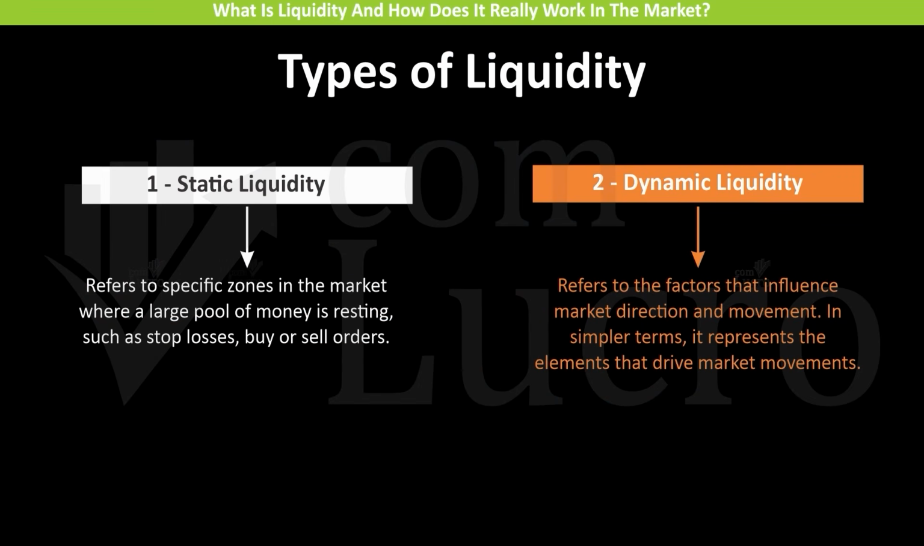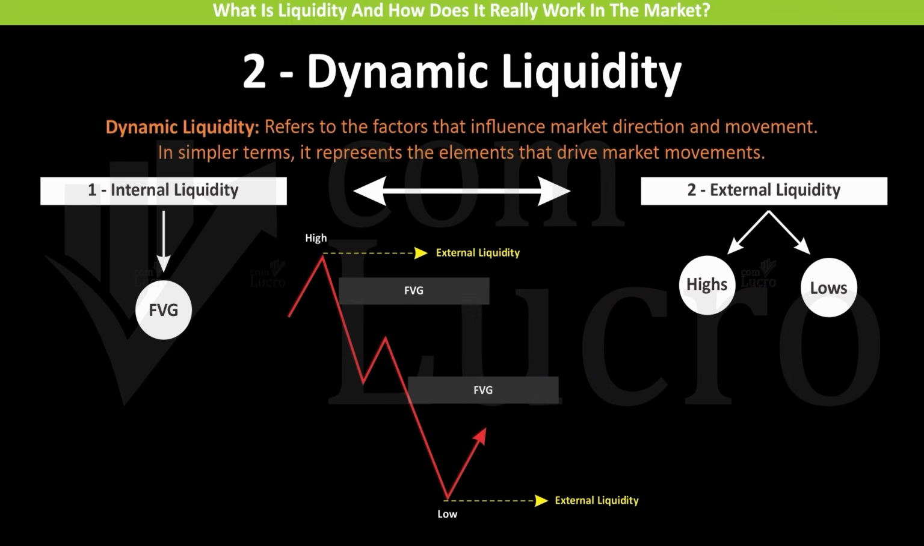Liquidity can be classified into two types: static liquidity and dynamic liquidity. Let's briefly explain both. Dynamic liquidity refers to the factors that influence market direction and movement. In simpler terms, it represents the elements that drive market movements. To better understand this, imagine a market structure like a rally wave, consisting of a high and a low. These highs and lows represent external liquidity. External liquidity pertains to the highs and lows within a rally wave.